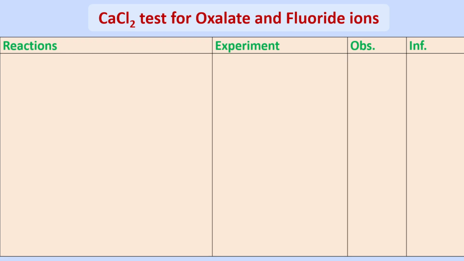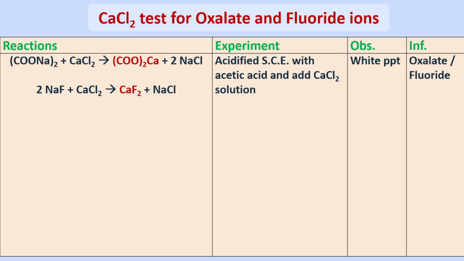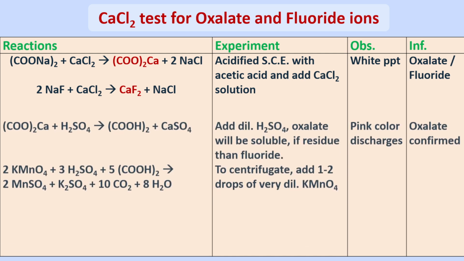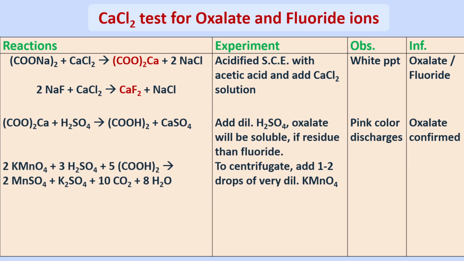Calcium chloride test for oxalate as well as for fluoride ion. Acidify the sample with acetic acid and add calcium chloride solution. The formation of a white precipitate indicates the presence of either calcium oxalate or calcium fluoride. Add dilute sulfuric acid to the white precipitate. Oxalate will dissolve to form oxalic acid, while fluoride remains insoluble.